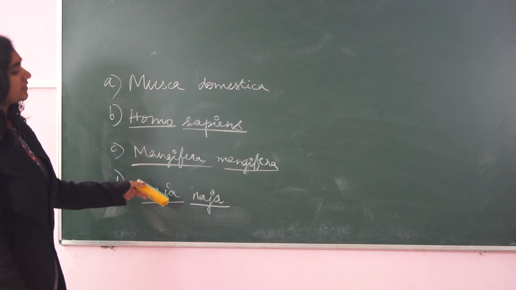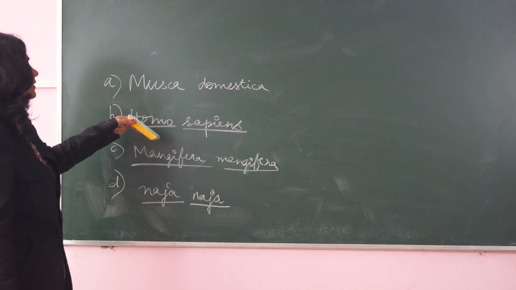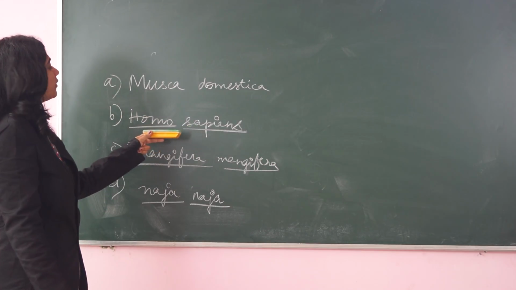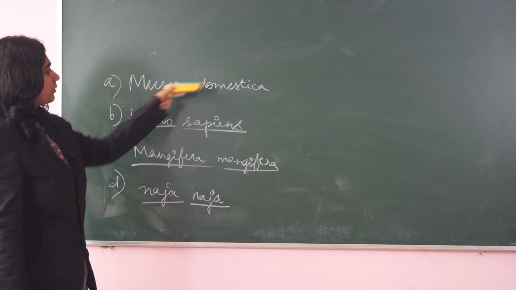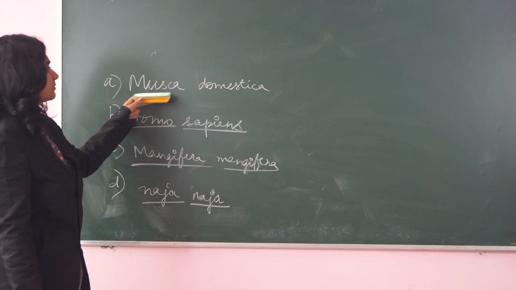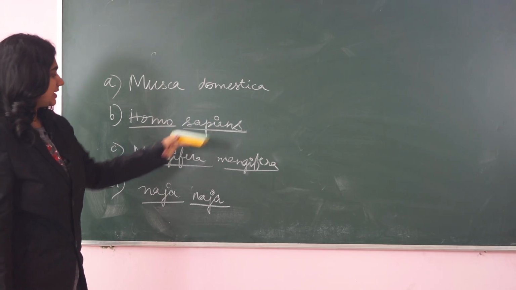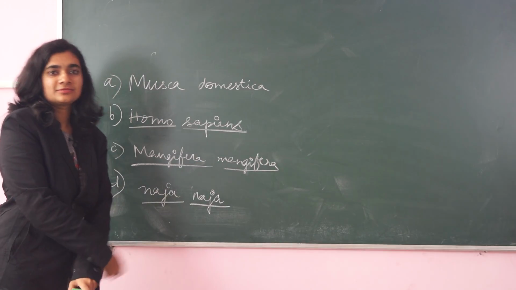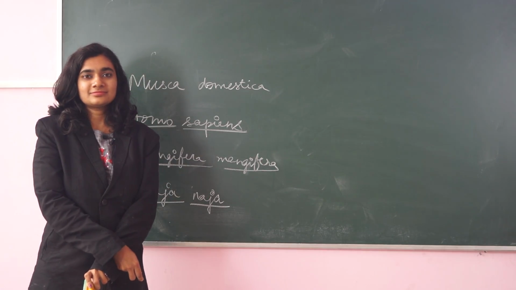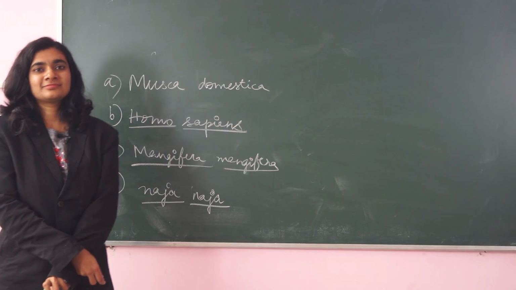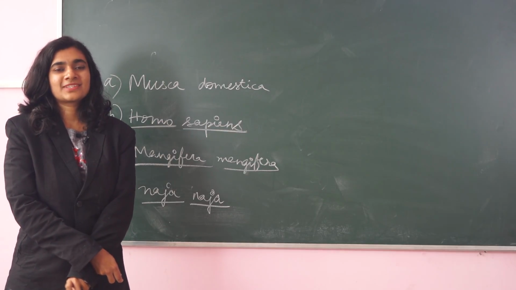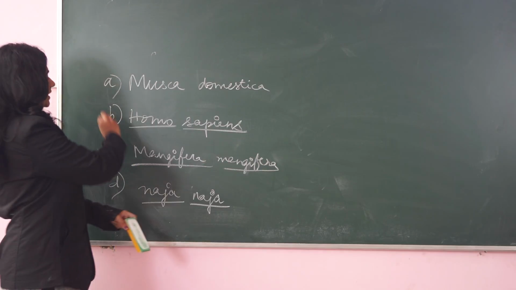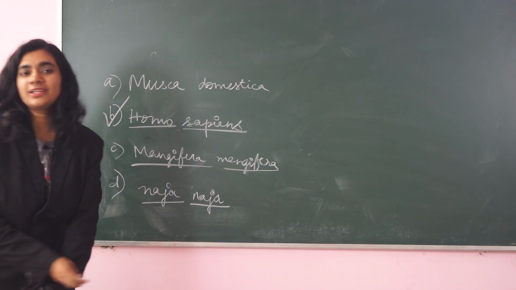So out of these, which do you think has been written properly? Which is the actual example of how to represent a binomial nomenclature? Is it Musca domestica? Is it Homo sapiens? Is it Mangifera mangifera? Or is it Naja naja? Well, if your answer is B, then you're absolutely right.